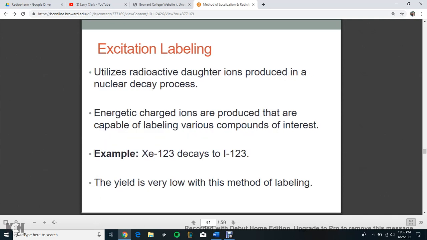Excitation labeling. Utilizes radioactive daughter ions produced in nuclear decay process. Energetic charged ions are produced that are capable of labeling various compounds of interest. Example: xenon-123 decays to iodine-123. The yield is very low with this method of labeling.